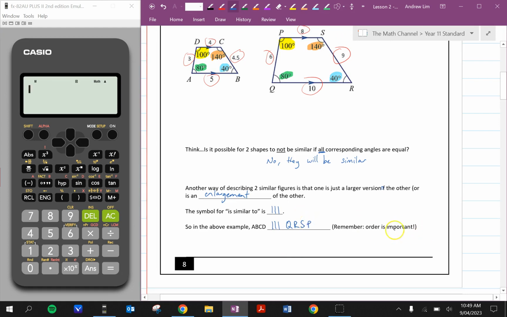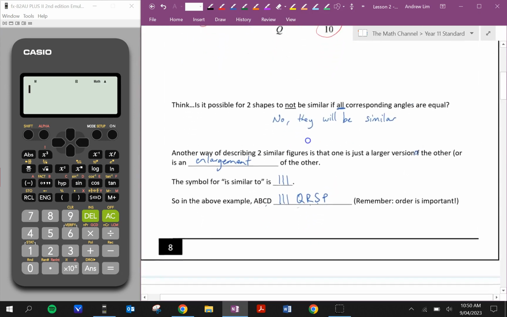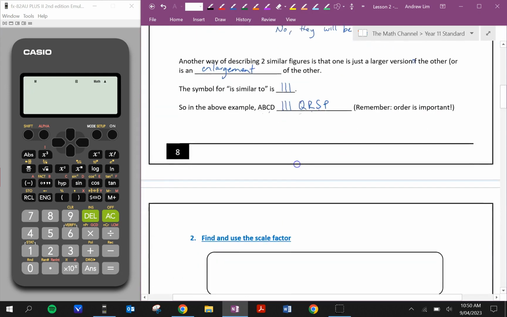When I say order is important, I don't mean it needs to be in alphabetical order. I mean whatever order this is in, it needs to correspond with this. A matches with Q, B matches with R, C matches with S, D matches with P.